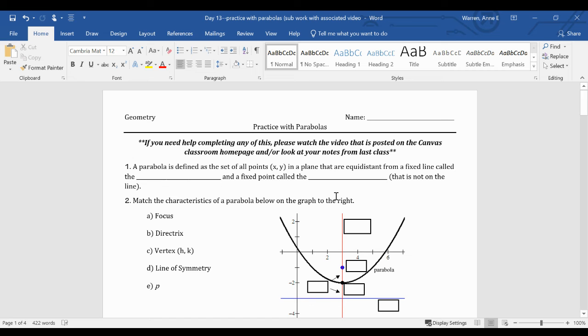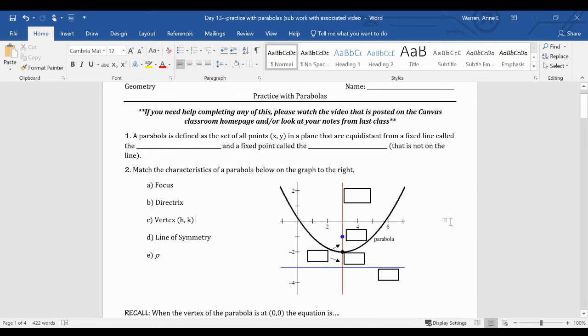Hey guys, I am just going to go through a couple of examples from the worksheet that you guys are completing in class today with the substitute. So the top part is just vocab that reviews from last class. So assuming most of you guys were here last class, you should look back to your notes in order to figure out all of that information.